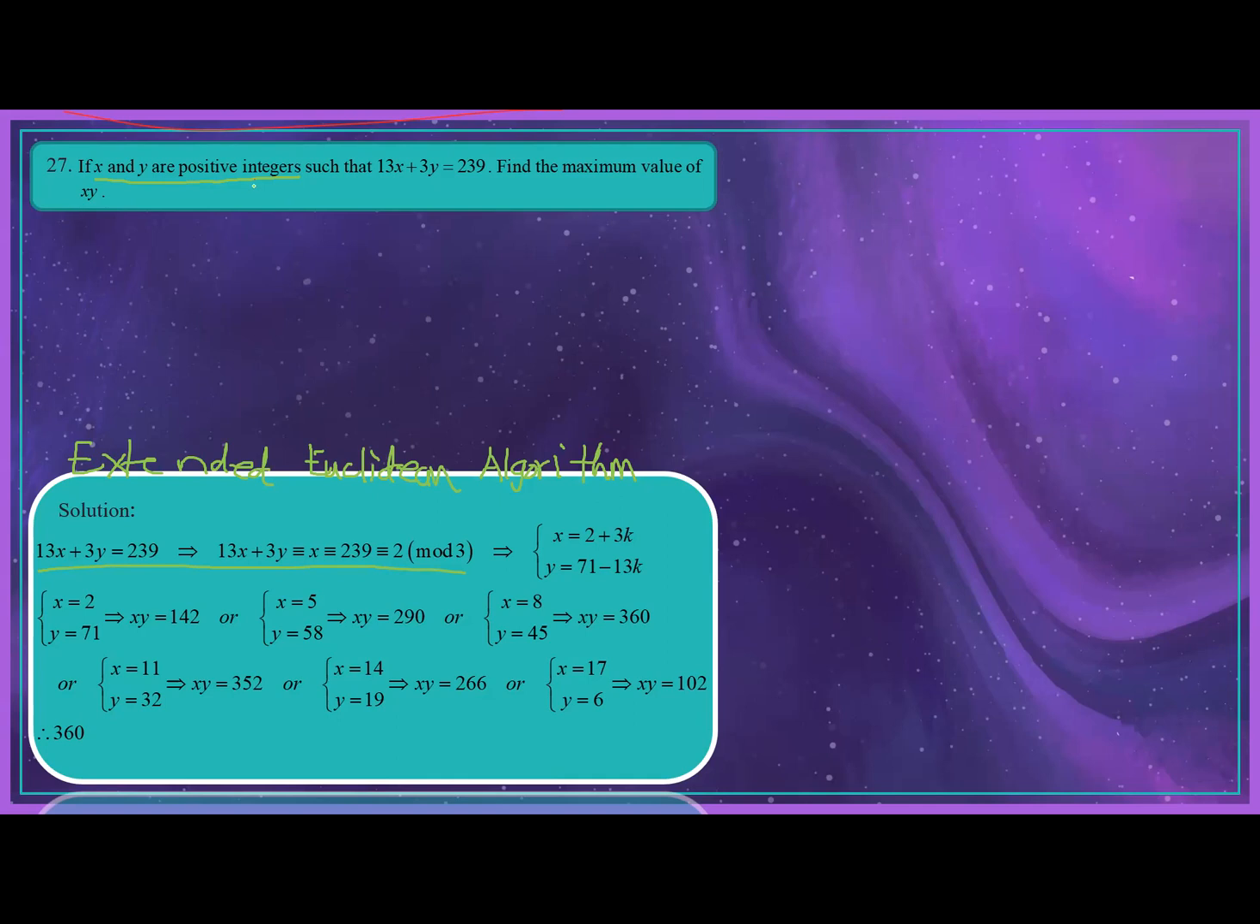restricted that x and y are positive integers. That's a restriction actually. So for that, we can convert this 13x plus 3y equals 239. We know if we divide 239 by 3, you have a remainder of 2, right? So that's why here you say x is 2 modulo 3. Okay, for that, with that, I'll say 239. Wait. But I guess it's wrong. Wait. 239 modulo 13.